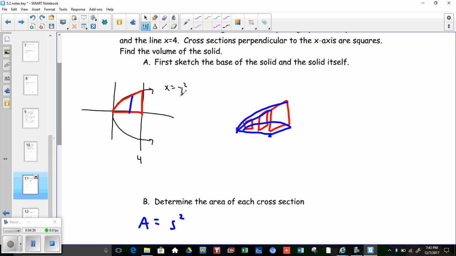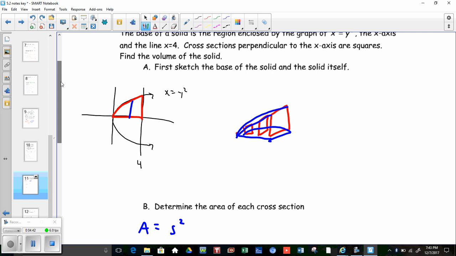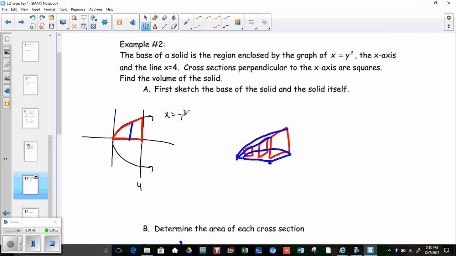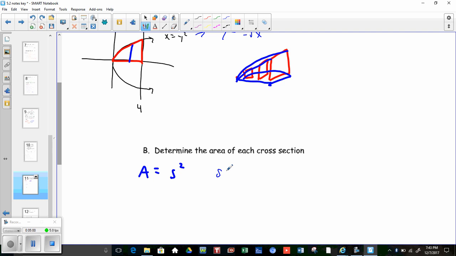Why this is solved for x already, I'm not sure, because really this is going to be perpendicular to the x-axis, so we need this solved for y. So really that's going to be y equals, taking the square root of both sides, plus or minus the square root of x, but of course we're only talking about the top part, so it's really just the square root of x. So that is my side. So in this case, our side is the square root of x. And if I want to find the area, it's going to be the side squared. And I'm going to add all those up, so we're going to integrate. Looks like we're going from 0 to 4.